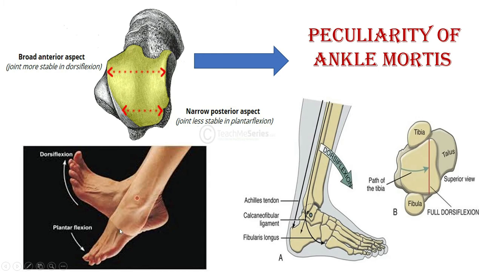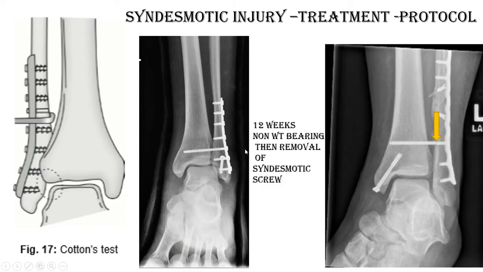Now, in plantarflexion, the smallest portion of the talar dome will accommodate the ankle mortise. But if there is any shortening of the ankle mortise space, then the patient cannot do his dorsiflexion properly. Got my point? Now, in any type of ankle operation, you have to address syndesmotic injury intraoperatively.